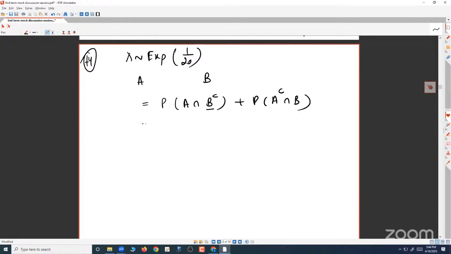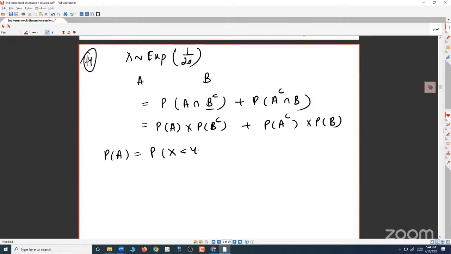So as they are independent, I can write this as probability of A into probability of B complement plus probability of A complement into probability of B. Now probability of A, that means it took less than 40 minutes. That is probability of X less than 40, which is basically 1 minus e raised to the power minus 40 into 1 by 20. This is the X and this is the lambda. So you will be getting the value 1 minus e raised to the power minus 2. This would be the same for probability B as well. Just put the values here.